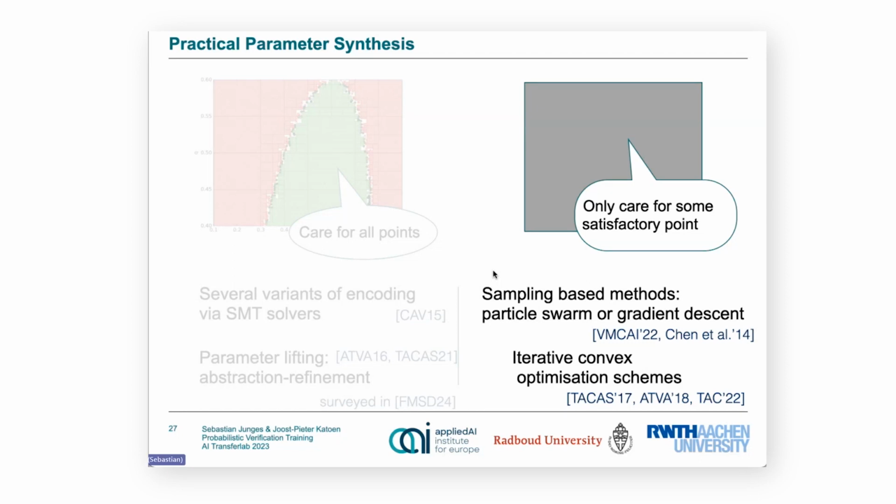Guess a point, and then you just check whether that point, using a regular model checker, satisfies your specification or not. And if not, then you use the information from the point to guide your search. If you do this using particle swarm or gradient descent, that actually works well up to 100 parameters, right? But at some point you're searching in a very, very high dimensional space and it becomes very hard to do. On the other hand, there are iterative convex optimization schemes.